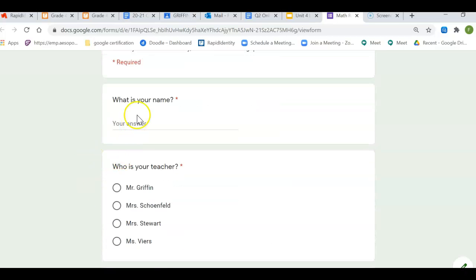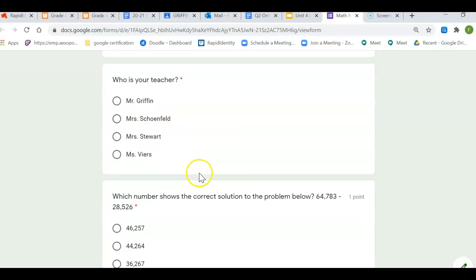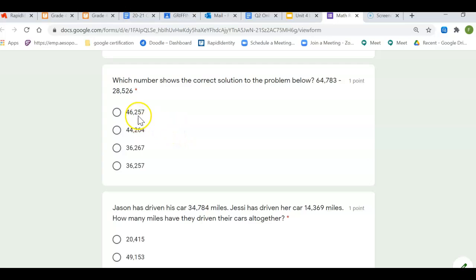So the first part is you put your name in, you click on your teacher, your homeroom teacher, which number shows the correct solution to the problem. 64,783 minus 28,528. So make that calculation on your paper, do it on your notebook, and choose the correct answer.